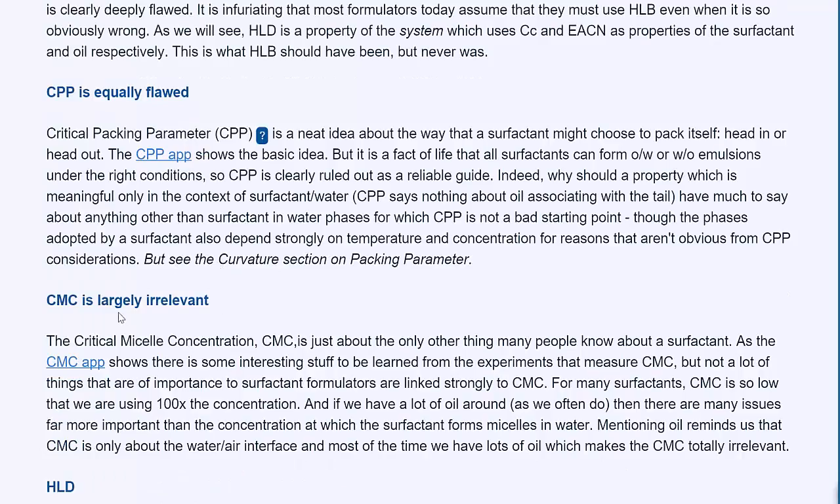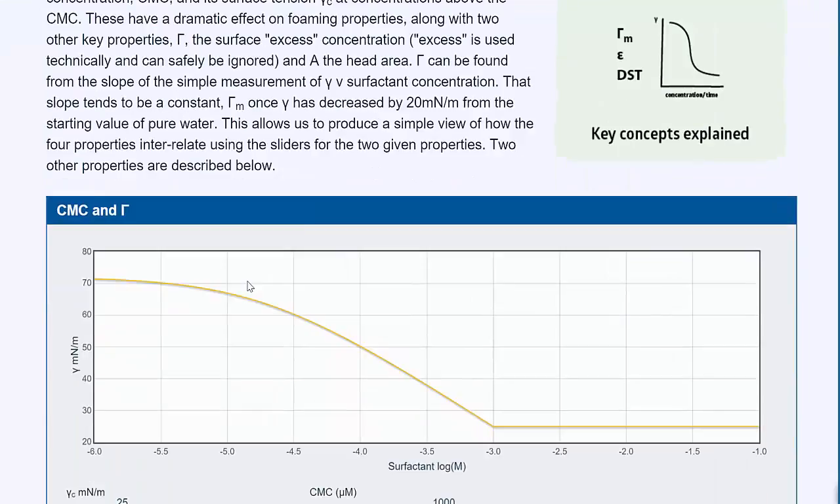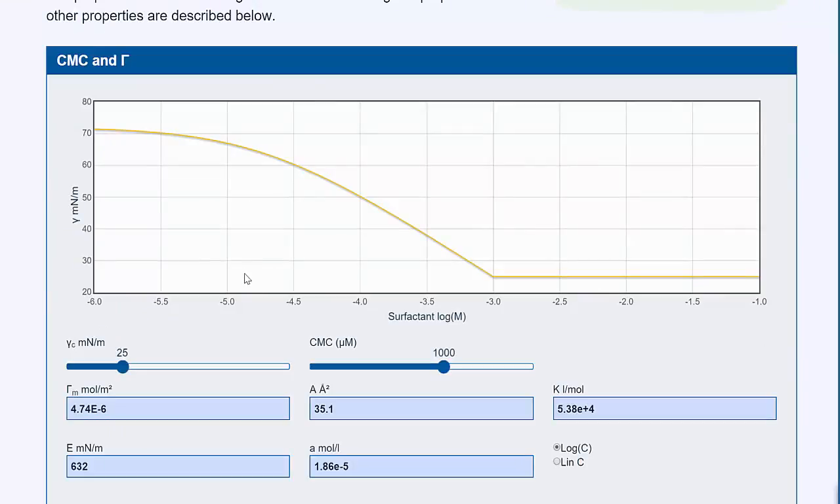And surprisingly, CMC is largely irrelevant. When we go to the CMC app, we see the classic curve where we've got the surface tension as you add surfactant to pure water. And something really exciting and dramatic happens here. You hit a plateau, and that's the CMC.